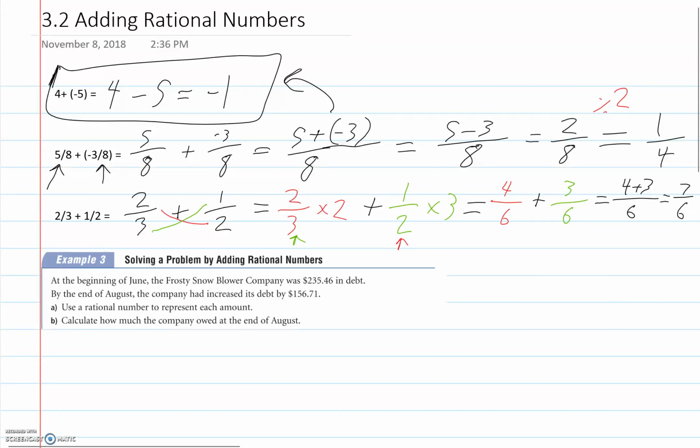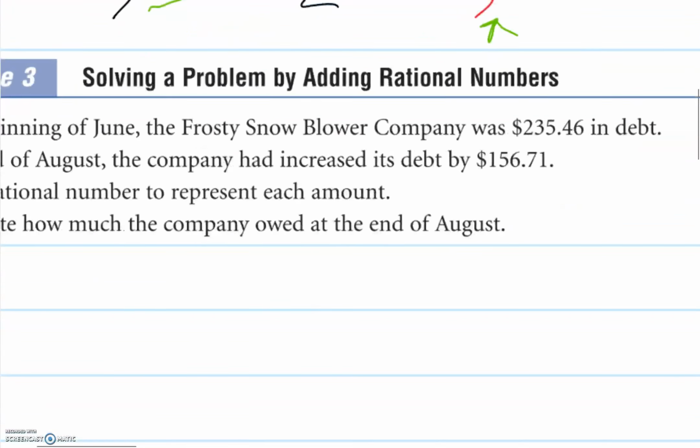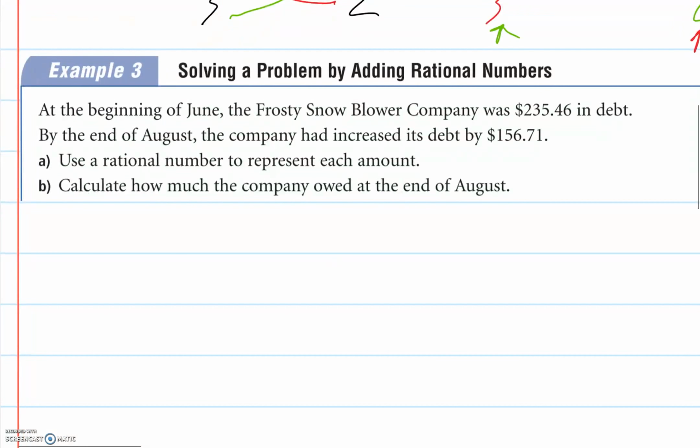Let's look at what it would be if we had a word problem, and what it would be for decimals. At the beginning of June, the Frosty Snowblower Company was $235.46 in debt. By the end of August, the company had increased its debt by $156.71. Part A says use a rational number to represent each amount.